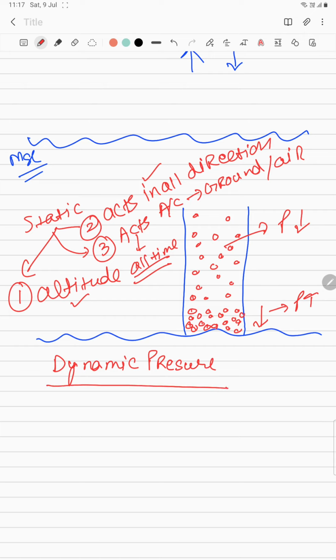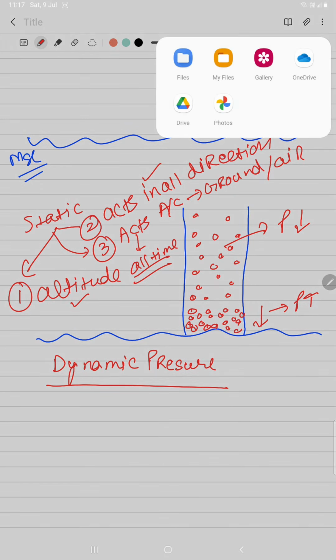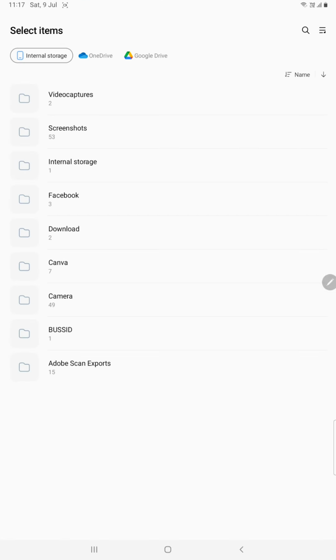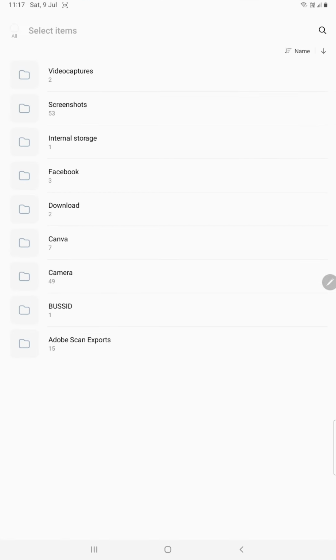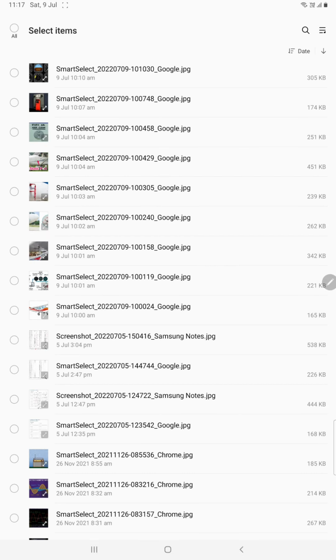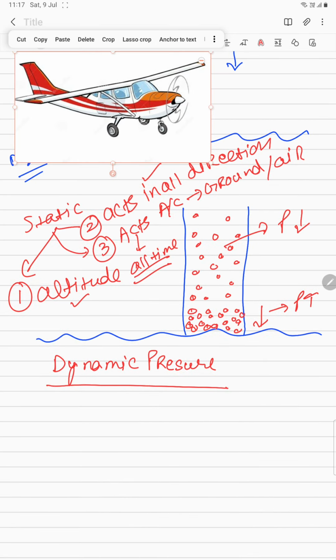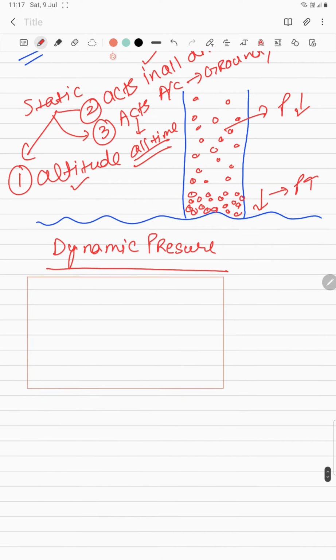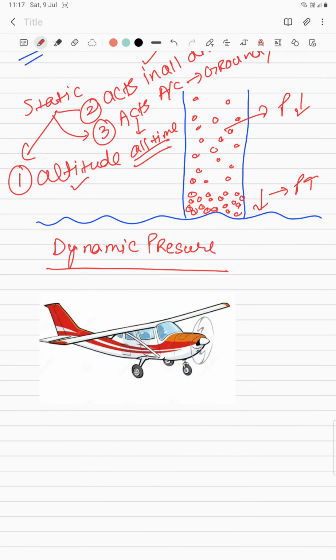So guys, if we talk about dynamic pressure, dynamic pressure is the pressure which is acting on the aircraft due to its motion in the air. To understand this, let me just put up an image here. As the name says, it is the pressure which acts on the aircraft due to the motion of the aircraft in the air. For example, if you see, this aircraft is moving in the air, and it is moving this side. Now suppose it has a velocity of 90 knots.